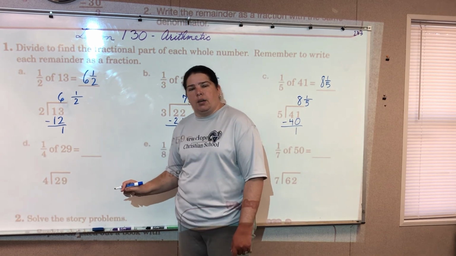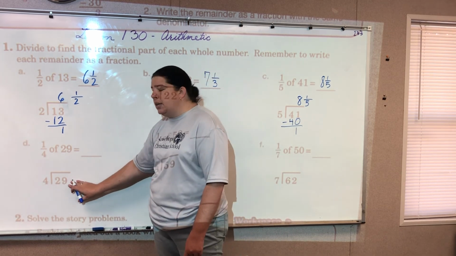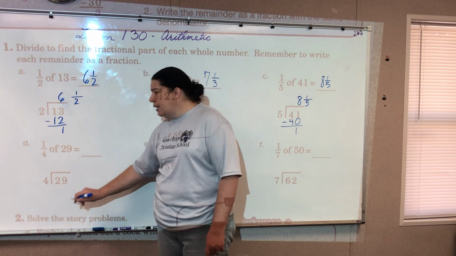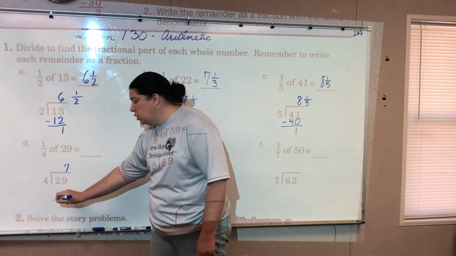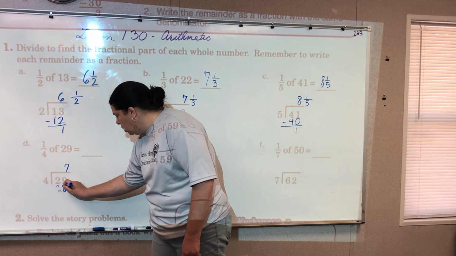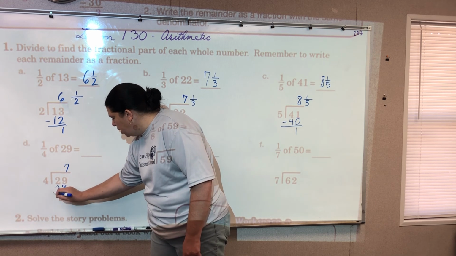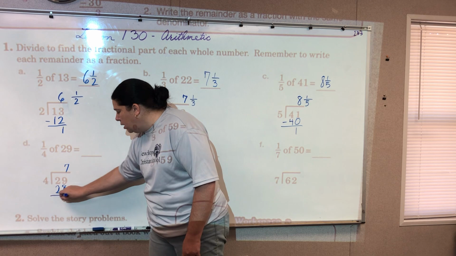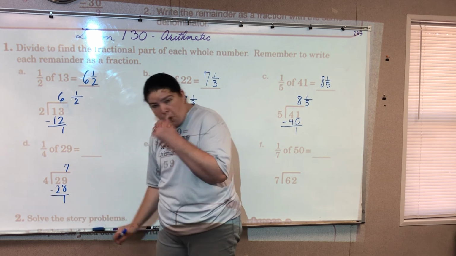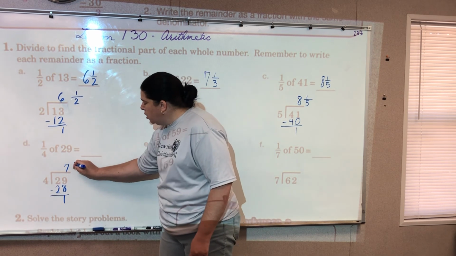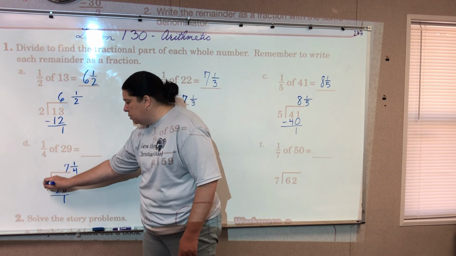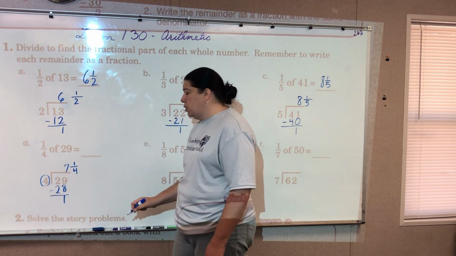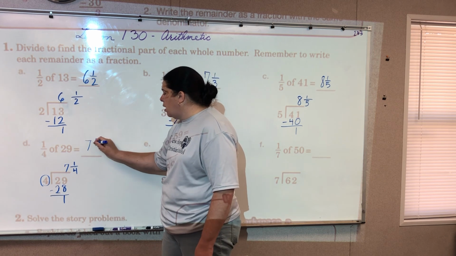1/4 of 29. When I divide 29 by 4, I get 7, because 7 times 4 is 28. Excuse my handwriting. 7 times 4 is 28. When I subtract, I'm left with 1. And 1 is my numerator, and 4 is my denominator. This is my denominator I'm going to use. So the answer is 7 1/4.